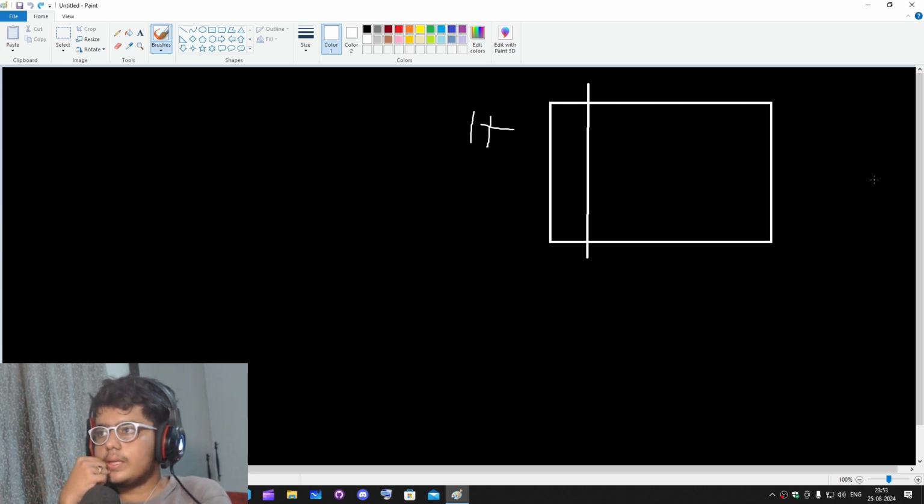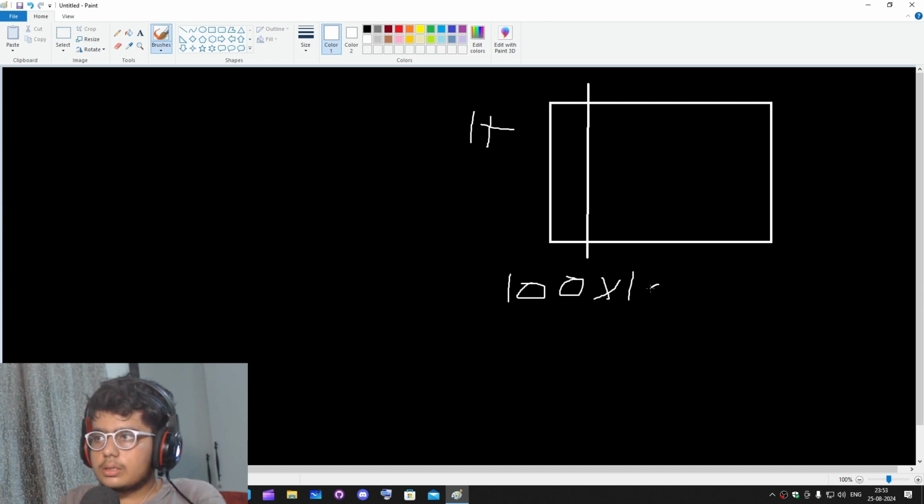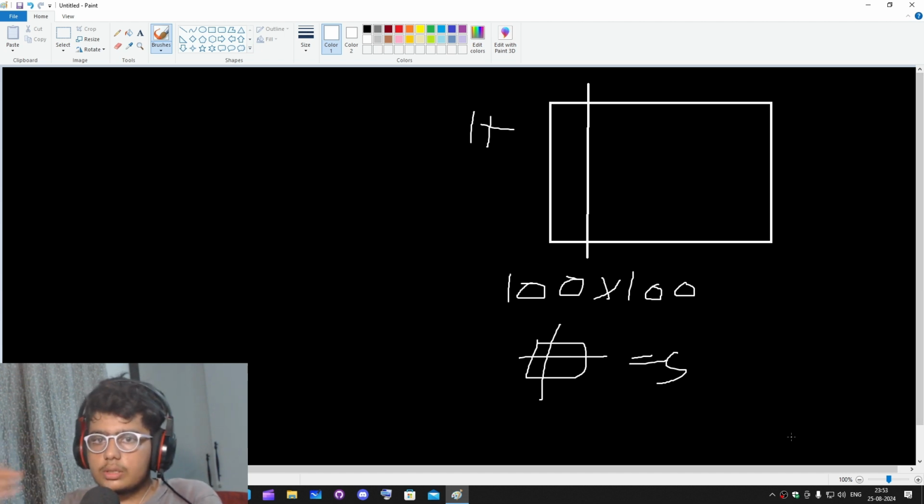Let's say in future you get a 100 into 100 grid, and they ask you to calculate the number of squares in this 100 into 100 grid. How will you calculate? First you will take a 2 into 2 grid and calculate how many squares are in it, then 3 into 3, then 4 into 4. Till now you will get one logic, and you will make sure that this logic is correct by applying it on 5 into 5, and if it holds you will apply it on 100 into 100.